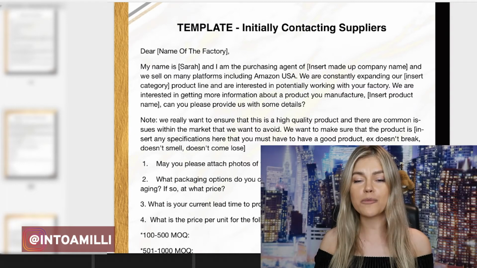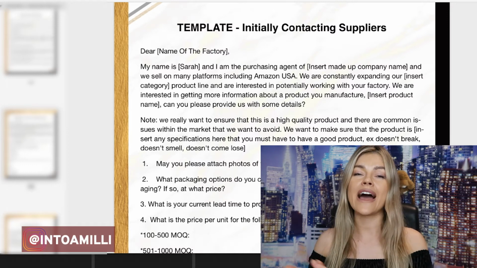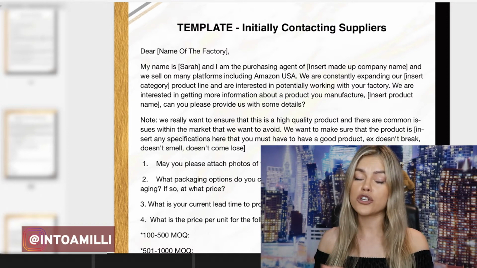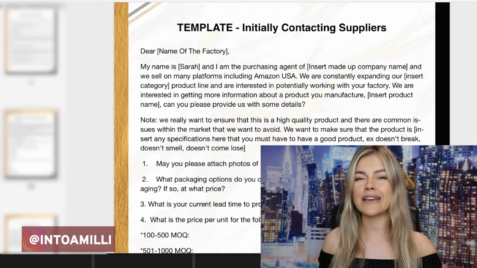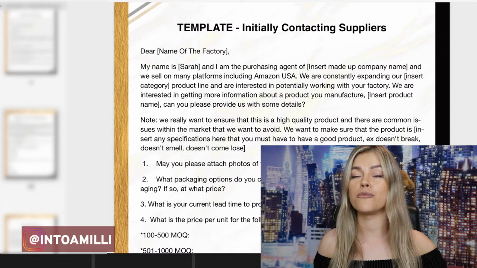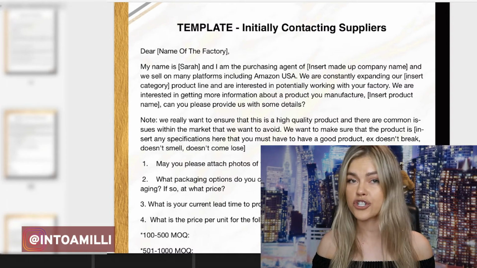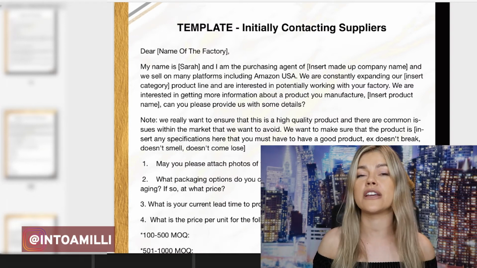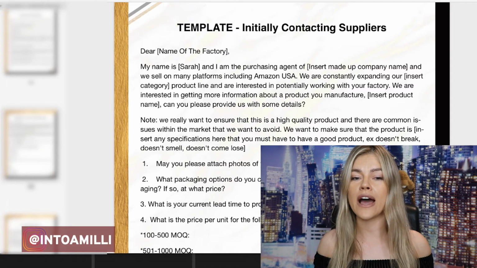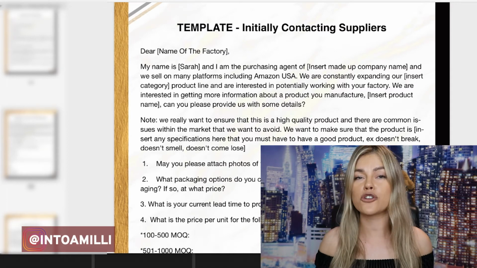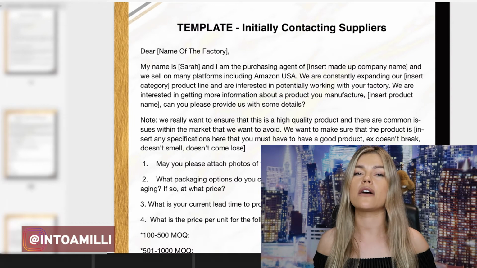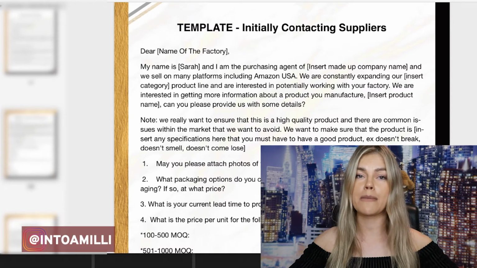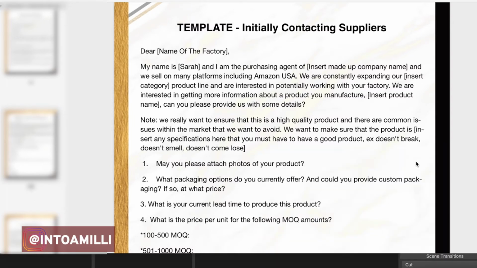And I put this in here because I want to let them know that I am an Amazon seller. I'm not trying to conceal that fact, because I want to make sure that they know and are familiar with all the Amazon policies and structures, since there are some guidelines when you send shipments and etc into Amazon. So I just want them to know that I am part of Amazon. But I also say other platforms to make it sound that I am not just an Amazon seller, that I am a big company. We are constantly expanding our insert category, product line, and are interested in potentially working with your factory.